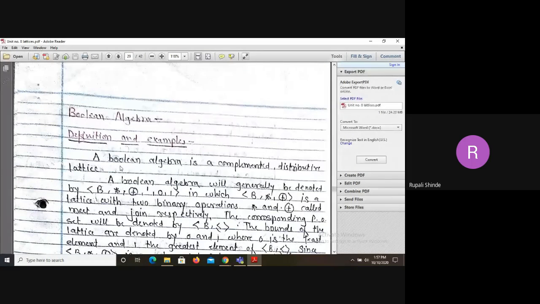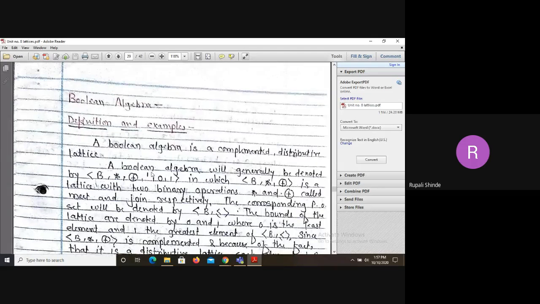So a Boolean algebra is a complemented distributive lattice. So we can say that this is the next version of lattice. So we have seen what is complemented lattice, what is distributive lattice. So if you take combination of complemented and distributive lattice, you will get Boolean algebra. So a Boolean algebra is a complemented and distributive lattice.